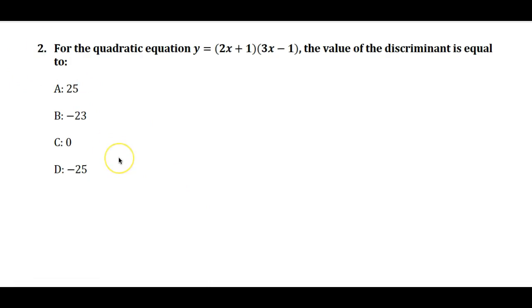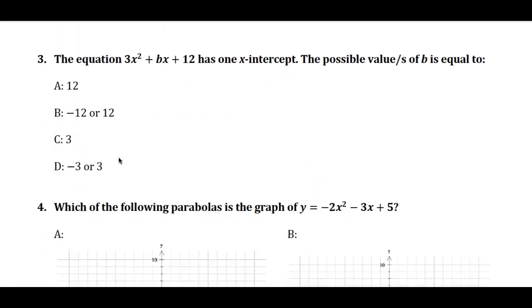When I say that, I mean guessing what the answer might be. All right, question 3. The equation 3x squared plus bx plus 12 has one x-intercept. The possible value or values of b is equal to.